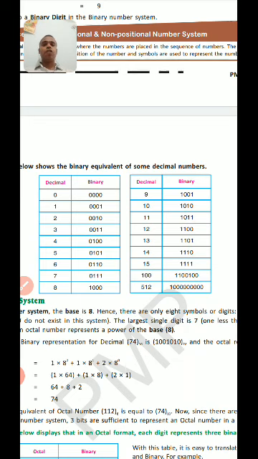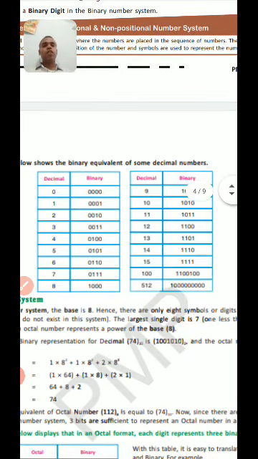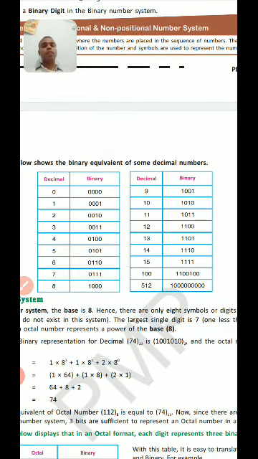So if we convert 0, all the bits become 0 0 0 0, which means the off condition. If we consider the decimal number 1, then starting from the right hand side we have to turn on the bit. From the right hand side, the bit place values are 1, 2, 4, 8, 16 and so on. So it is multiples of 2. You start from the right hand side, the bit will be 1, then 2, then 4, then 8, and so on.